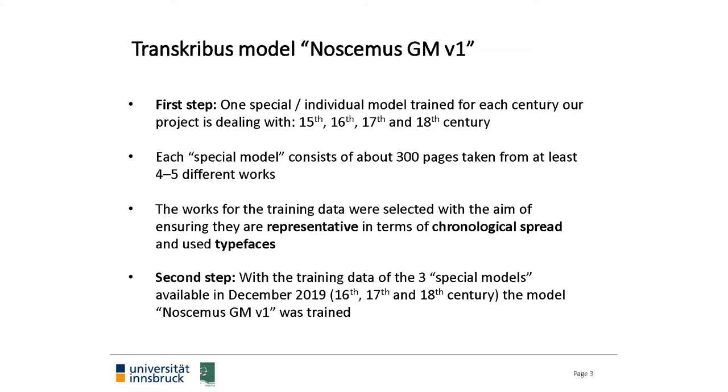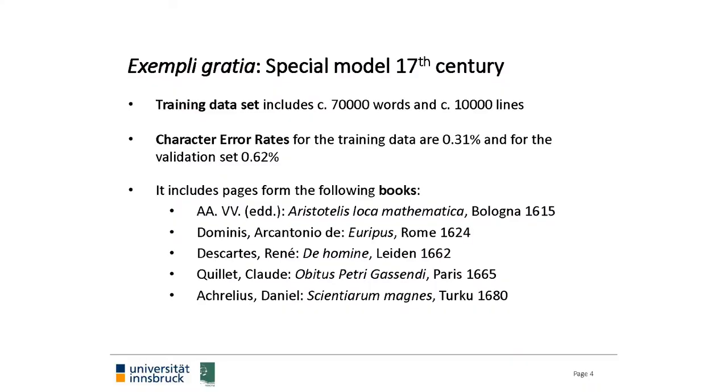As a second step, when I had a couple of individual models available, I merged those individual models into one general model called Noschemus General Model Version 1. As an example, here I have the special model for the 17th century. The training data consists of about 70,000 words and about 10,000 lines. The character error rates for the training data are 0.31% and for the validation set 0.62%.